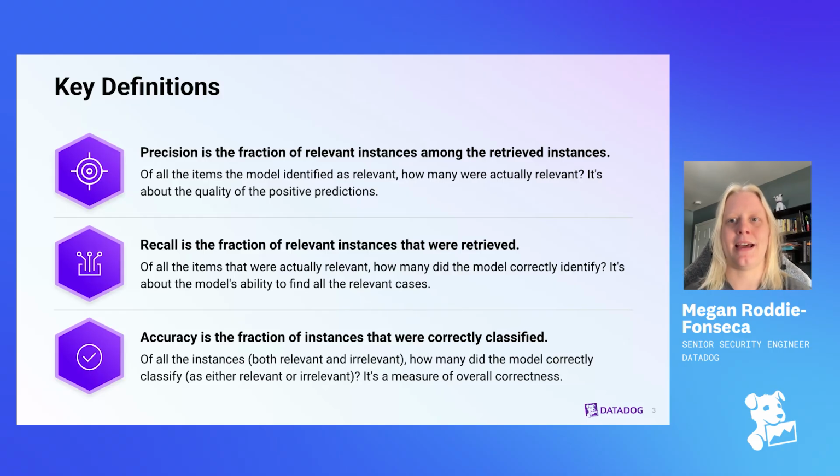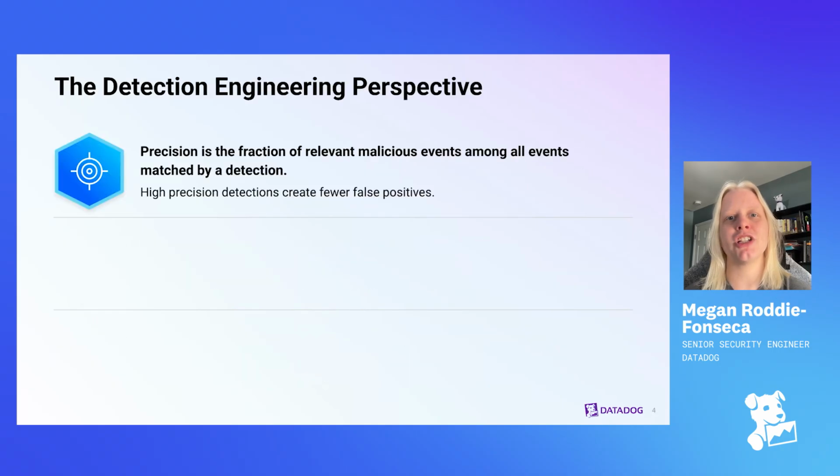Let me rephrase this now because again, we're talking instances, relevant, retrieved, models. Maybe this is very unfamiliar. So what do these concepts look like when it comes to detection engineering? Well, precision, we can rephrase as the fraction of relevant malicious events, so true positives, among all events matched by a detection, both true positives and false positives. So higher precision detections create fewer false positives. Great. So we want our detections to be high precision.